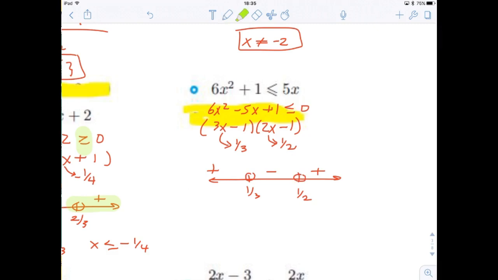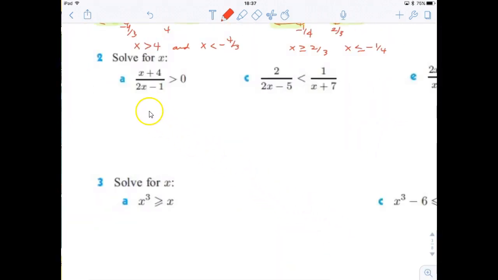So we are looking for something less than or equal to 0. So basically we want this interval here, including the critical points, because that's when it's equal to 0. So we're going to say that x is between 1/3 and 1/2, and it includes the two boundaries. Okay.